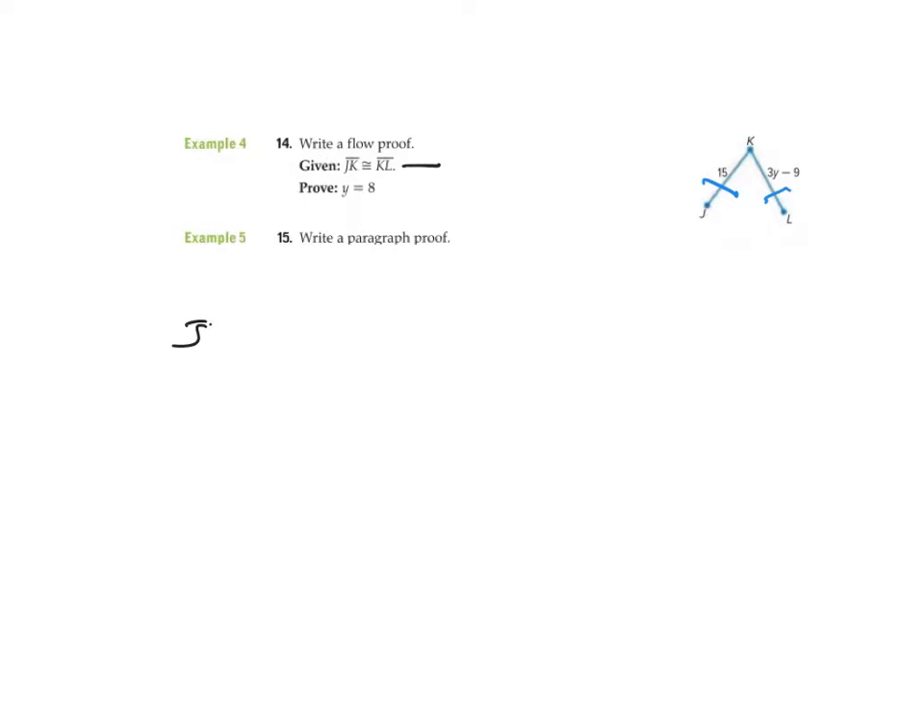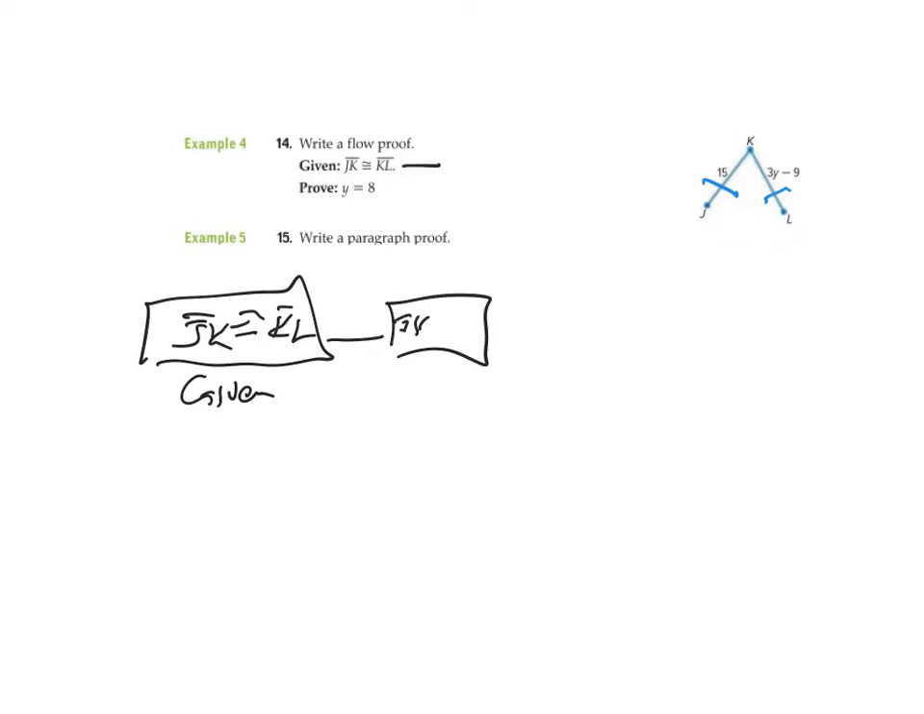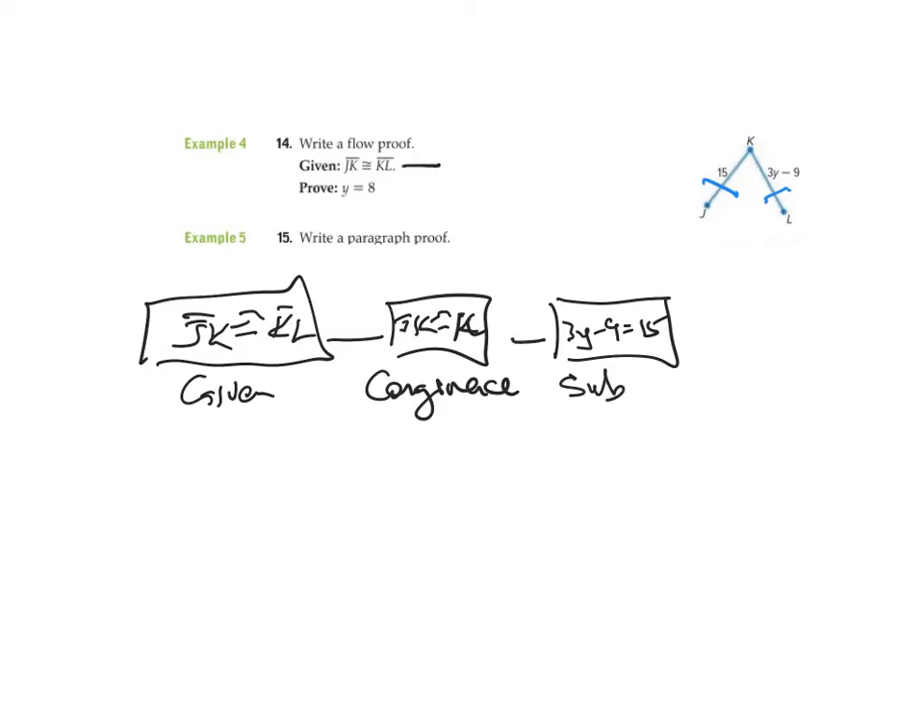So we now know that JK is congruent to KL. That's given. All right, so we know that that's given. In theory, it should be in a little box. All right. The definition of congruence, in theory, you should be writing JK is congruent to KL. That's congruence. All right, so what we're going to do next, we're going to replace the letters with what we've been given. All right, so we know that 3y minus 9 equals 15, and we're now substituting in. So we've substituted in the algebraic expression for the letters. So this is substitution.